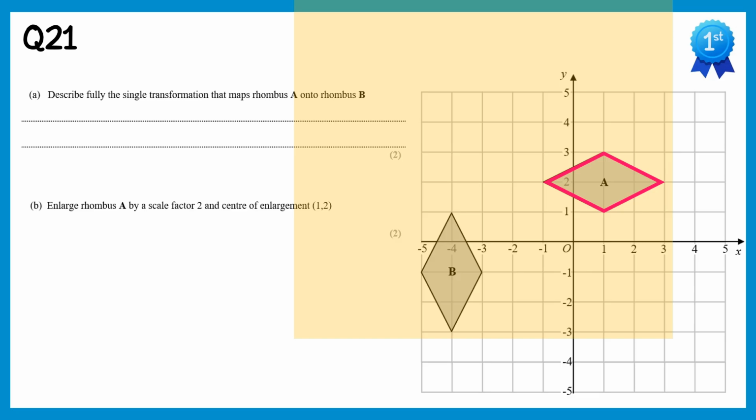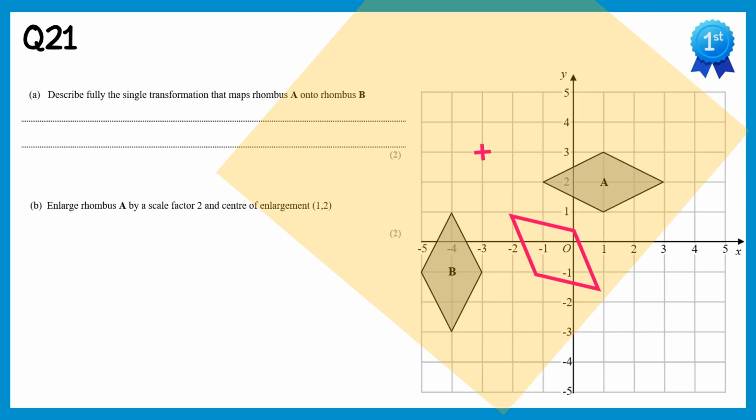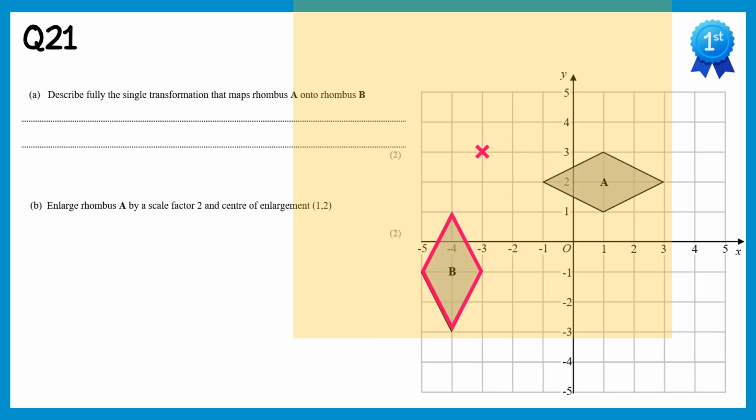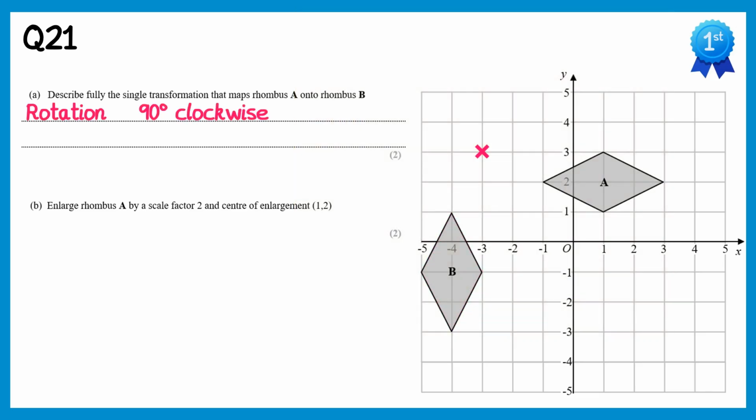It turns out for this one, the point is here at negative 3, 3. So if I place my pen on that point and turn the tracing paper, you can see it does match perfectly onto shape B. We turn that tracing paper in a clockwise direction for 1/4 of a turn, so 90 degrees. So to write down this transformation, we would write it's a rotation. We went 90 degrees clockwise, and then we state the point we rotated it about, which was negative 3, 3.